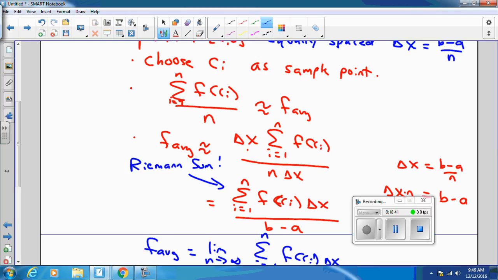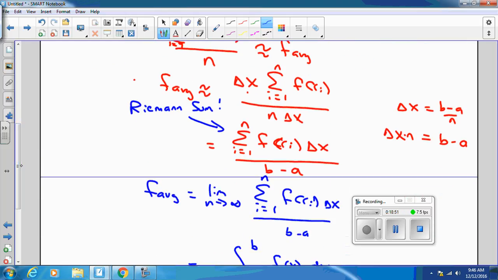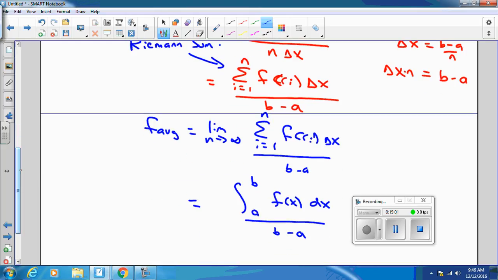So I'm going to give you a little bit of chance to catch up on the proof. The key moves are choosing c_i as a sample point and doing the standard averaging that you know about. Then pulling off my clever trick of multiplying top and bottom by delta x. And recognizing that I've created for myself now a Riemann sum, which I can then make exactly precise with a limit.